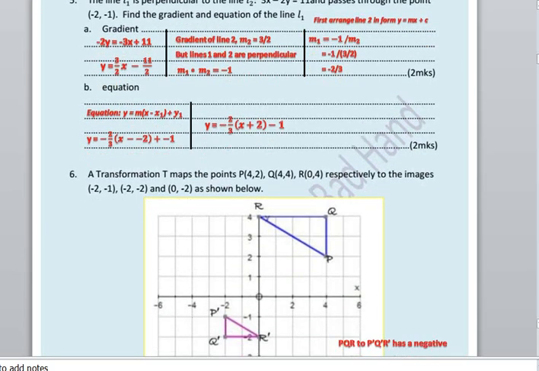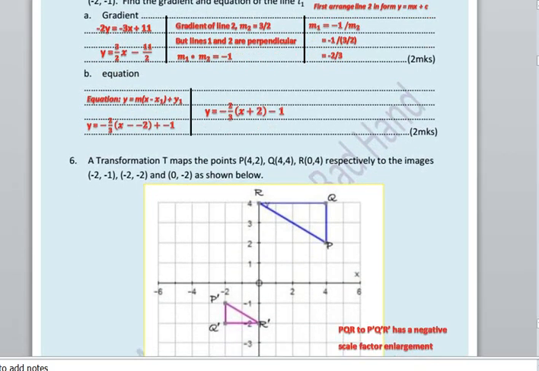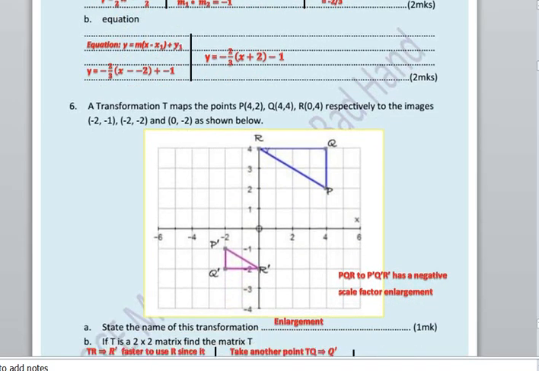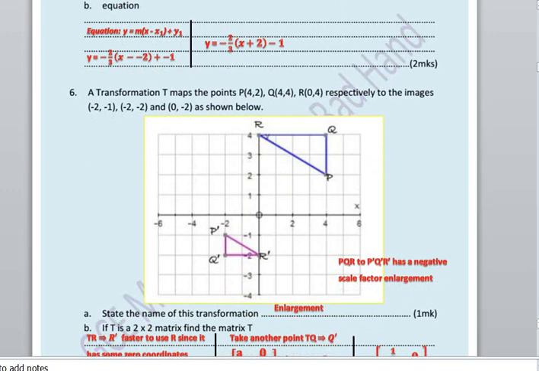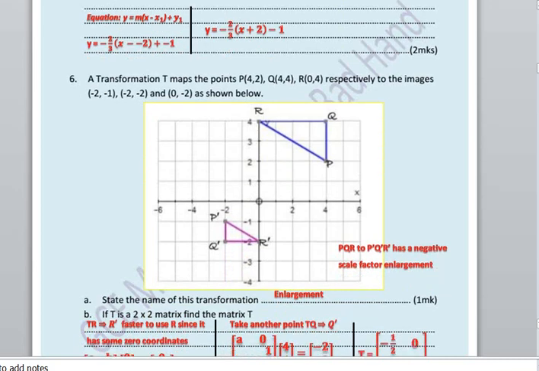Question 6. A transformation T maps the points 4, 2, 4, 4 and 0, 4 respectively to the images minus 2, minus 1, minus 2, minus 2 and 0, minus 2 as shown below. Now state the name of this transformation. Looking at the transformation, you see that PQR is mapped onto P prime, Q prime, R prime. That is, the shape becomes smaller. In this case, it's an enlargement.